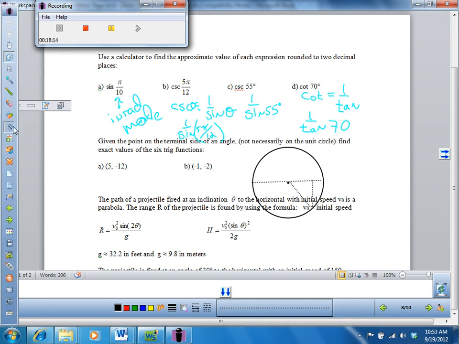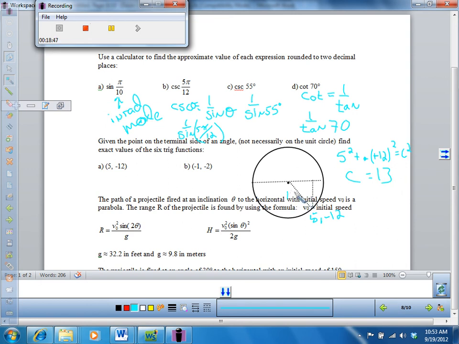If this coordinate right here is 5, negative 12, you see where I got that from? Over 5, down 12. I do the Pythagorean theorem. 5 squared plus negative 12 squared gives you c squared. You get c equals 13.